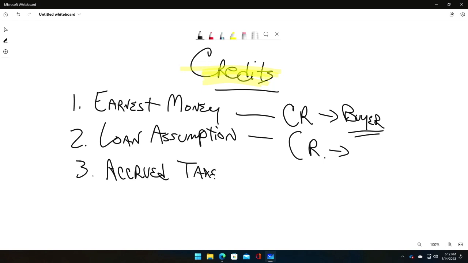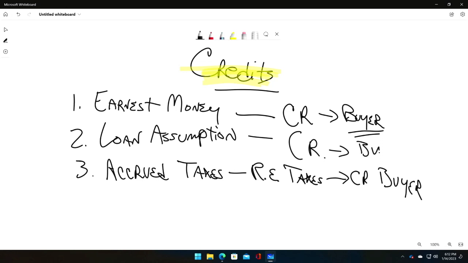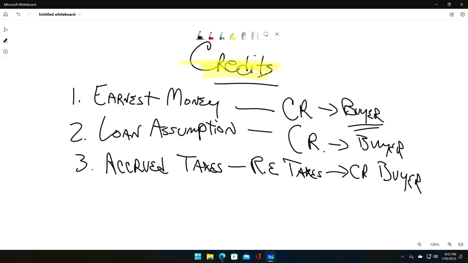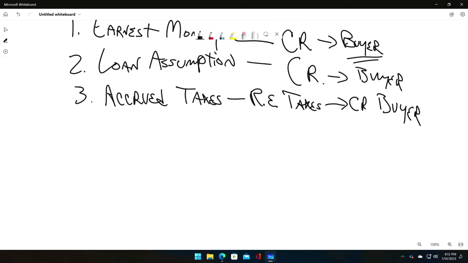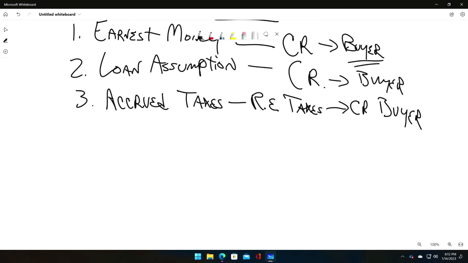Okay? Now, anytime you might have what we call accrued taxes, such as real estate taxes, and we've worked this before, this is normally a credit to the buyer. This is also buyer right there. All right, so everybody with me there? So we've got earnest money, loan assumption, accrued taxes.